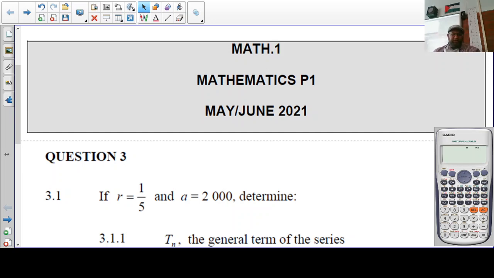Right, good afternoon. So today we're looking at question 3 and hopefully 4. If time permits, we'll carry on to question 5. This was the May 2021 Department of Education rewrites paper, or the ABET paper.